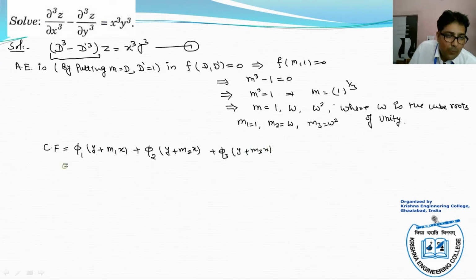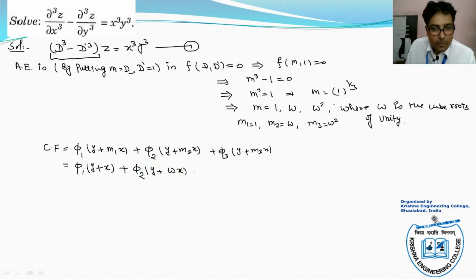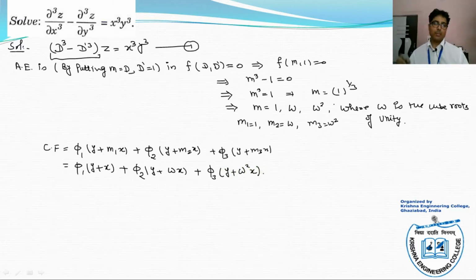Now put the values of m1, m2 and m3. So we get CF is phi 1 of y plus x, plus phi 2 of y plus omega x, plus phi 3 of y plus omega square x. This is the CF. Now find the PI.